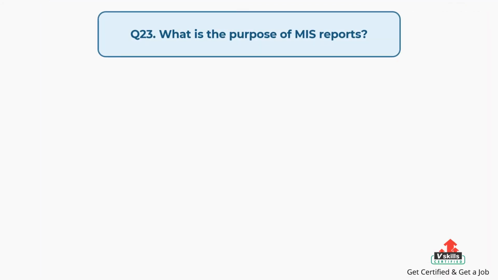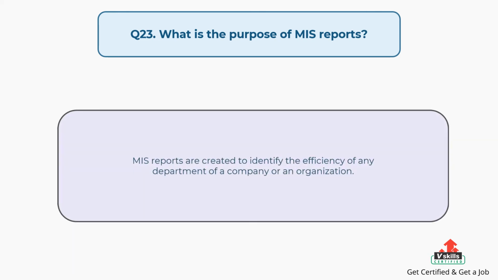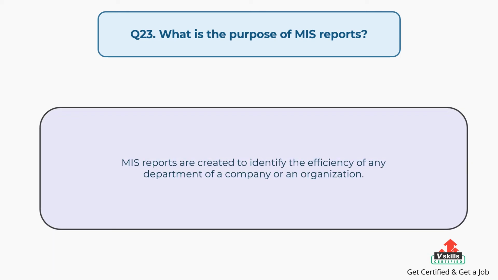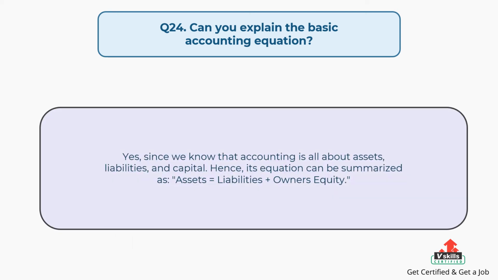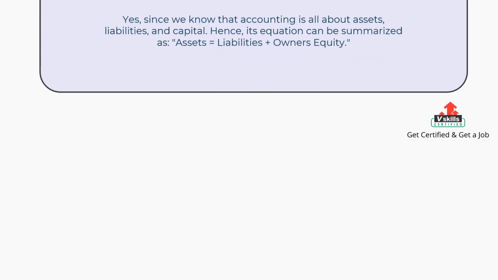Question number 23. What is the purpose of MIS reports? The answer is, MIS reports are created to identify the efficiency of any department of a company or an organization. Question number 24. Can you explain the basic accounting equation? The answer is, yes, since we know that accounting is all about assets, liabilities, and capital, its equation can be summarized as assets equals liabilities plus owner's equity.